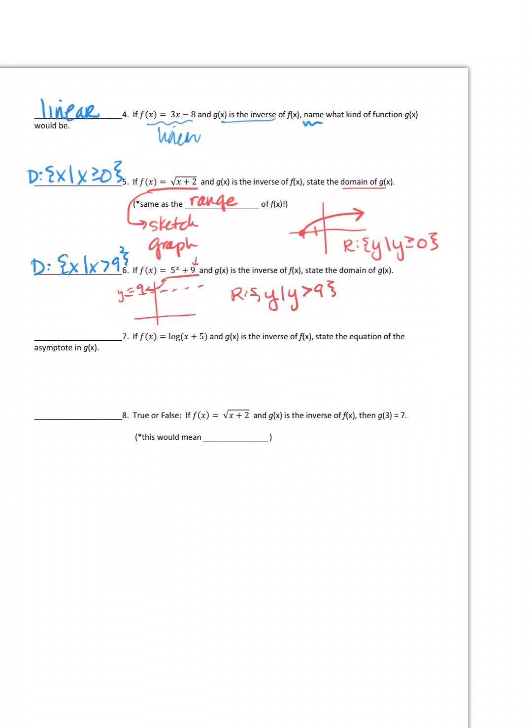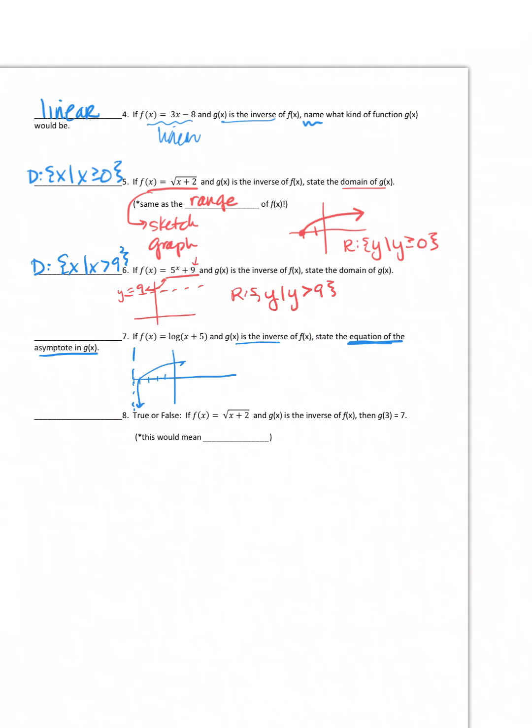Okay, so you're going to do some thinking. If the function f of x is log of x plus 5 and g of x is the inverse, state the equation of the asymptote. Interesting. Okay, so a logarithmic function, remember, has an asymptote that is vertical. But where is it? Well, it moves left and right, so that would move 1, 2, 3, 4, 5. Logarithmic would do this, right? It would look like that.